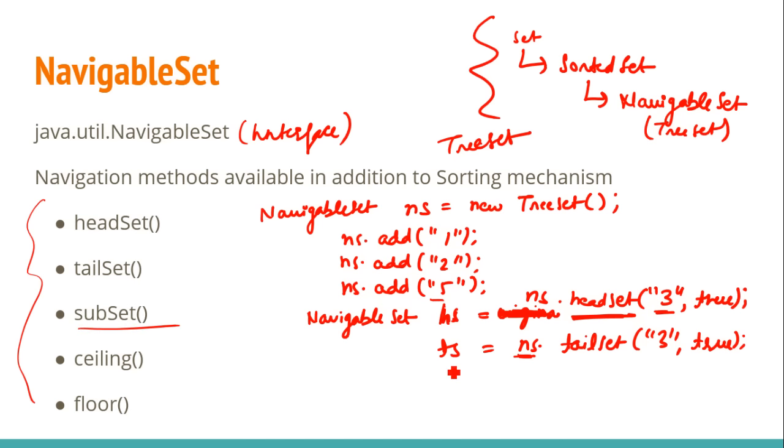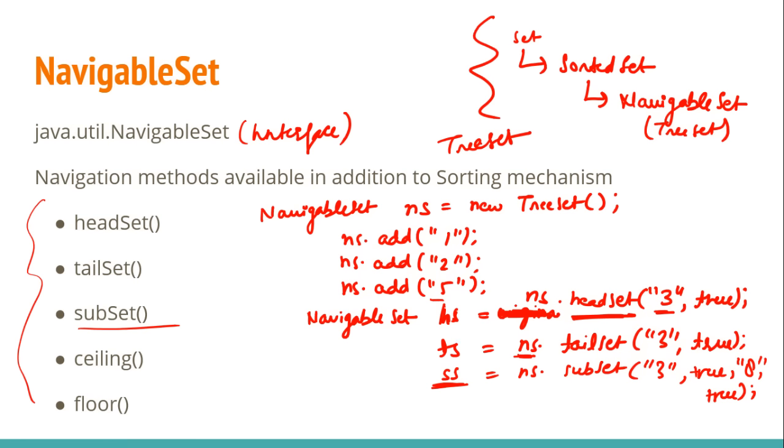Now what does subSet do? SubSet will give you a subset of your list. When you're calling subSet, you give 2 values, and it will give you the values between the 2 values. Let's say 3, true, and 8, true. This is the implementation. The subSet will give you all the values between 3 and 8 in ns and assign it to this new subset that we have created, which is 5 again.